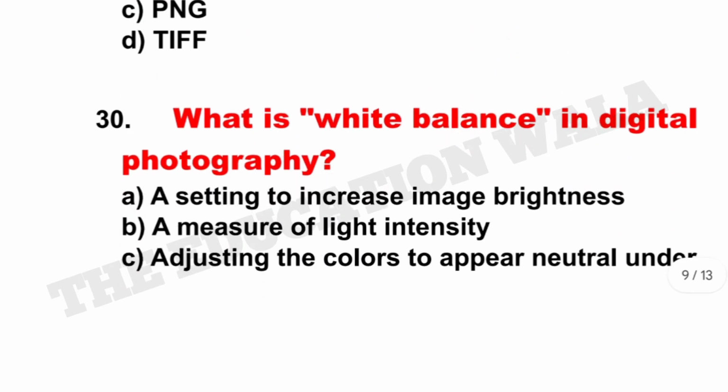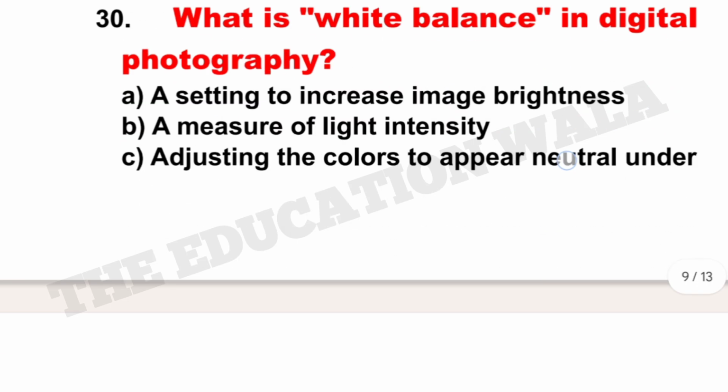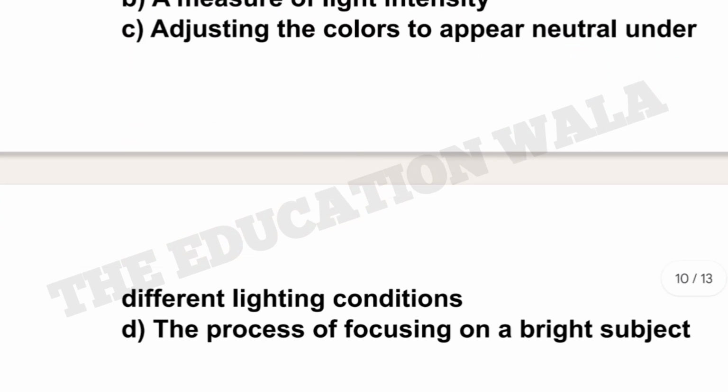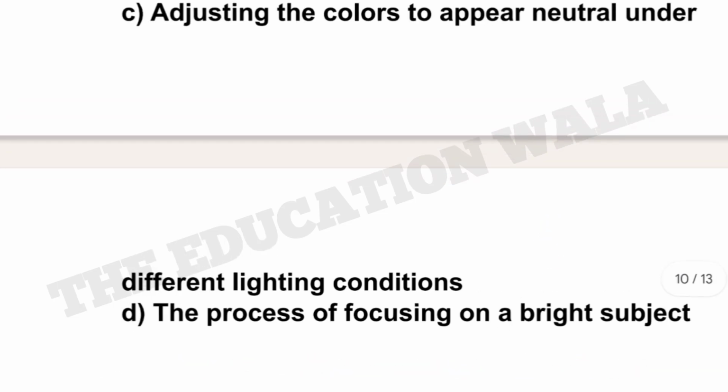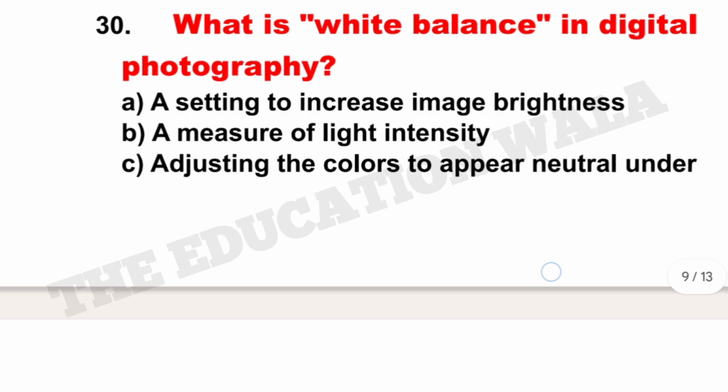Question number 30. What is white balance in digital photography? Option A, a setting to increase image brightness. Option B, a measure of light intensity. Option C, adjusting the color to appear neutral under different lighting conditions. Option D, the process of focusing on a bright subject. The right answer is option C.